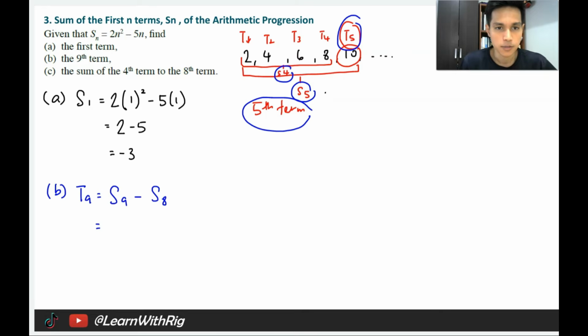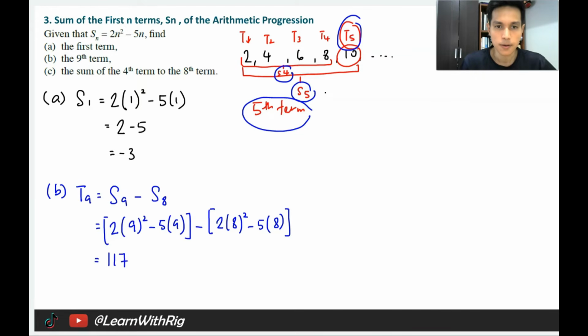So S9 would be 2 times 9 squared minus 5 times 9, minus, now you've got S8, so 2 times 8 power 2 minus 5 times 8 as well. So here, use your calculator, you should get 117 minus, here you should get 88. So your final answer is 29.